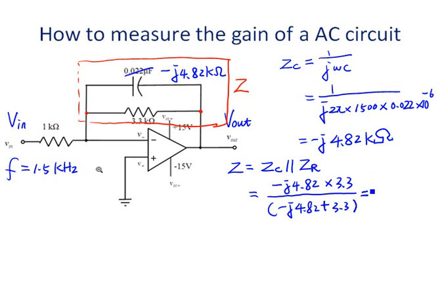So the impedance, we can express it in polar form. We got the magnitude, which is 2.72 at a phase angle of negative 34.4 degrees. Here should be a negative angle. The unit is kilo.